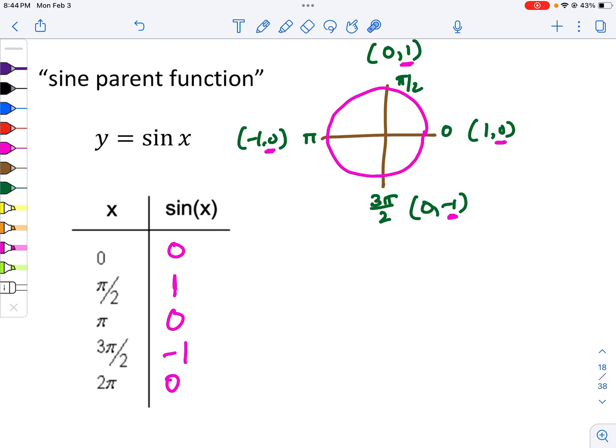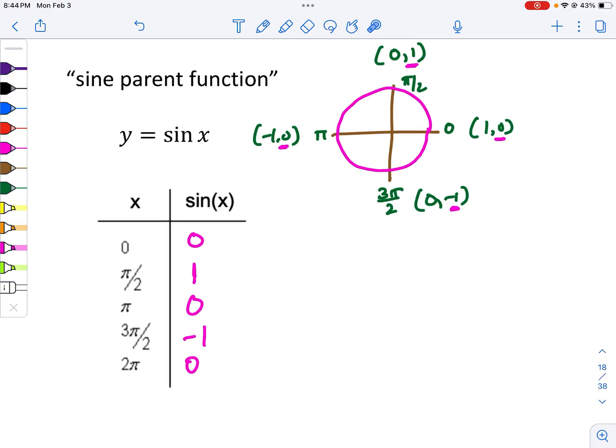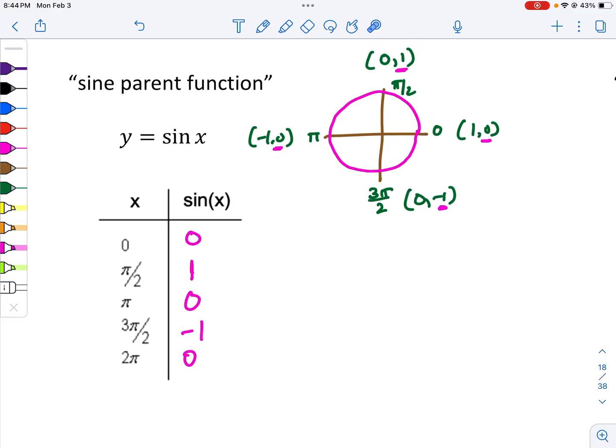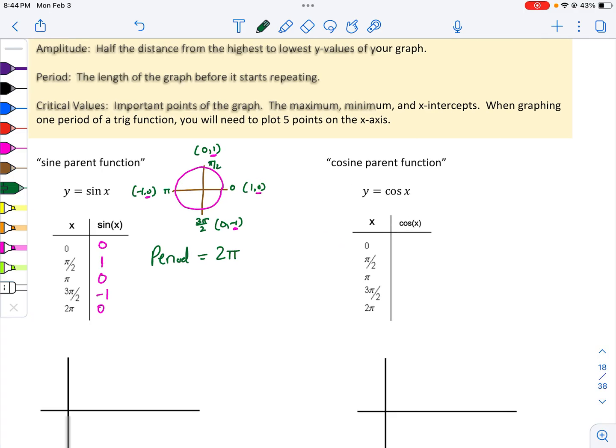All right, now if I were to continue after 2 pi, up here, if I take 2 pi plus pi over 2, I'd get 1 again, and then 0, and -1, and 0. And as I keep going around the circle, I keep getting those values to repeat. So what we're looking at right here is what we call one period of sine. So the period of sine, it starts to repeat after we go 2 pi on the x-axis. So once we go from 0 to 2 pi, those values start to repeat.